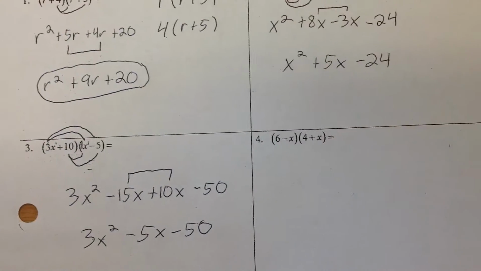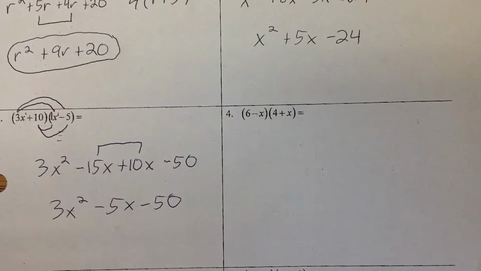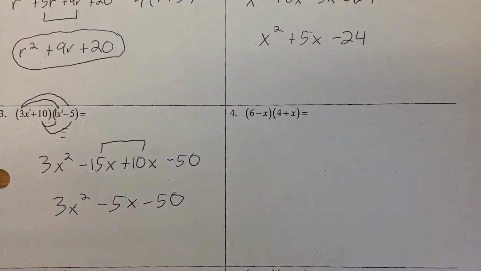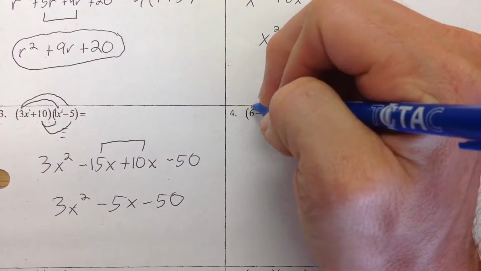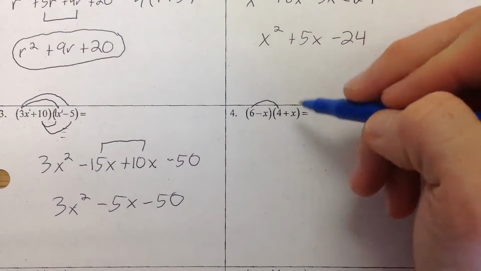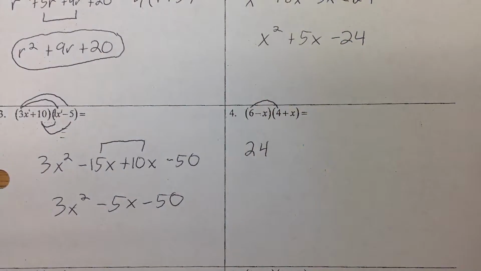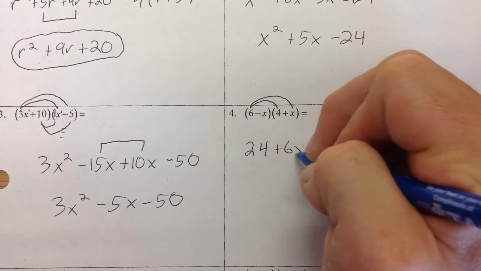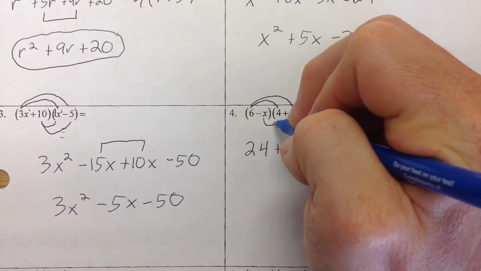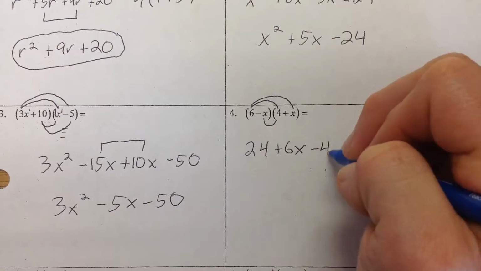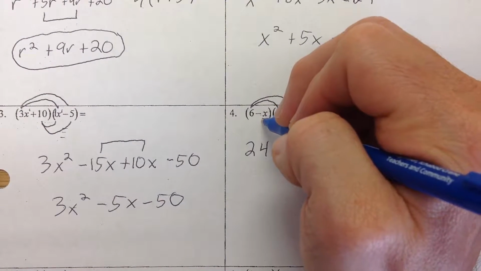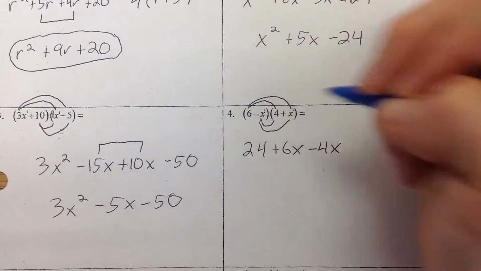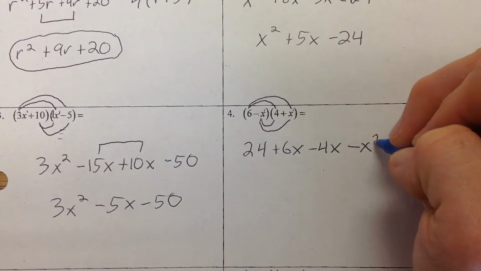Okay. Moving on to number 4. This time you're seeing the numbers are coming first and the letters are in the back, but ultimately that doesn't really change anything. We're still following the same procedure. We do 6 times 4 and get 24. We do 6 times x and get a positive 6x. We do negative x times 4 and get a minus 4x. And then we do negative x times x. And remember, x to the first, that's going to give us a minus x squared.